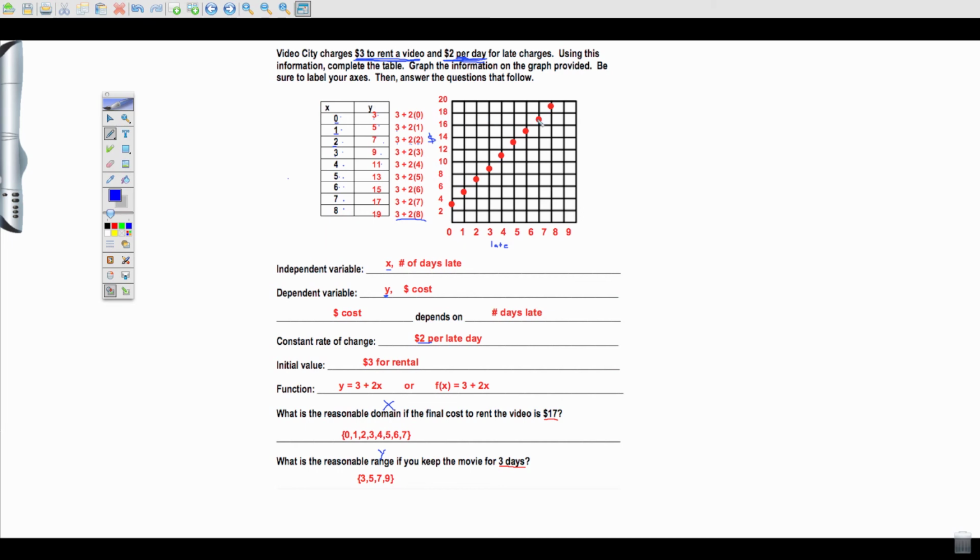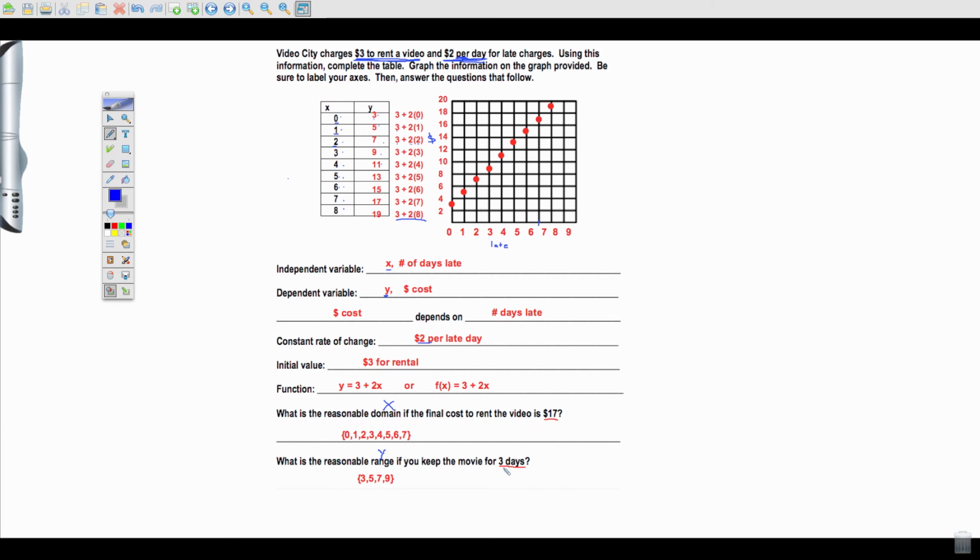Okay, so let's go up here to $17. Remember, this is money. So here, 16, 18, so that's going to be right here in between. I'm going to go over. There's my point. If I go down, that's 1, 2, 3, 4, 5, 6, 7. That would be day 7. Day 7. You'll see that right there. So my domain is my x values. So up to day 7. So I'll go 0, 1, 2, 3, 4, 5, 6, 7. That would be my domain.